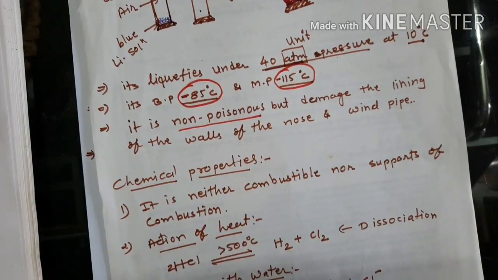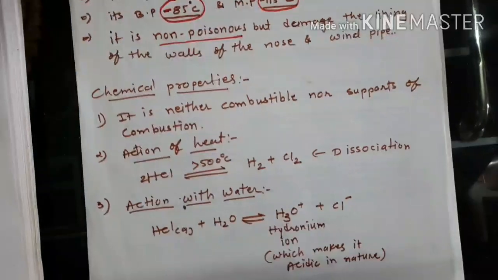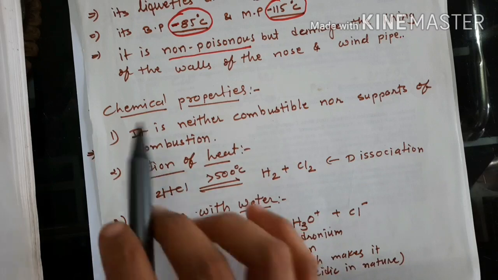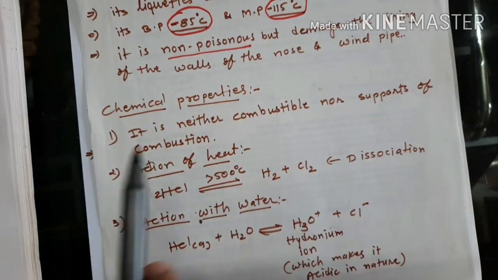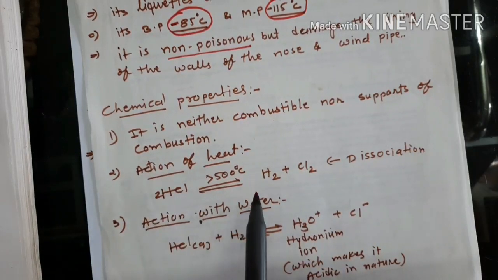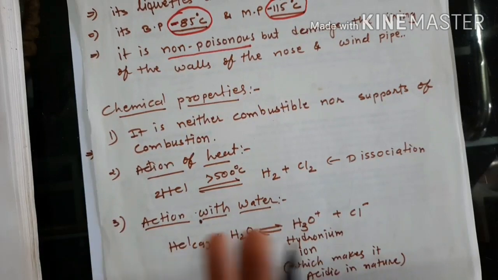Now let's learn the chemical properties of HCl. The first chemical property is very important, students, as many questions are asked from it. I will discuss a few questions with you, and which type of question will come regarding this chemical property. So pay attention here and concentrate. The first chemical property is that it is neither combustible nor a supporter of combustion, which means it cannot burn directly and does not support combustion.